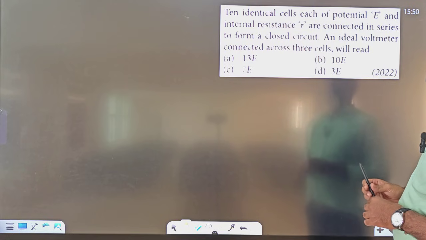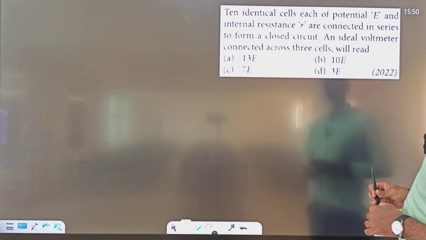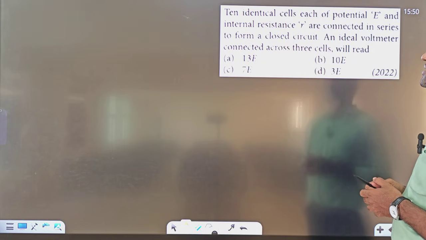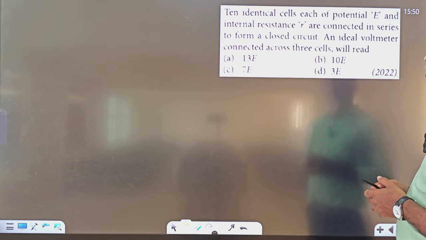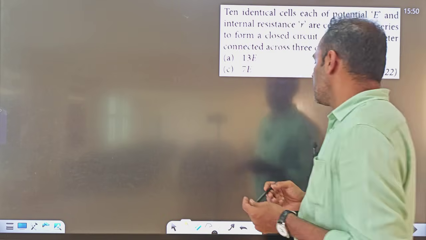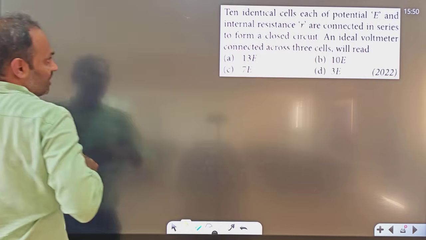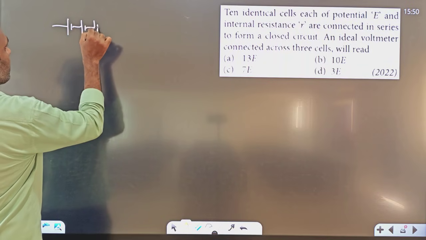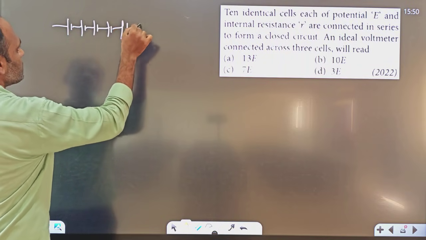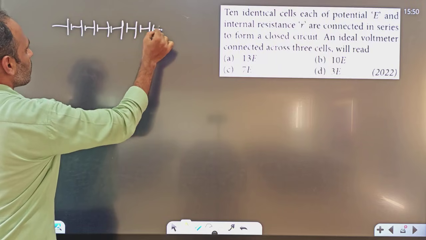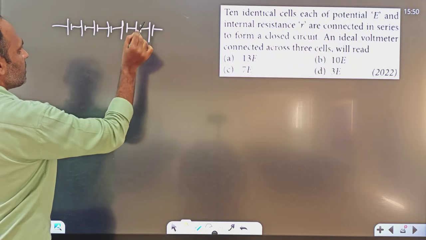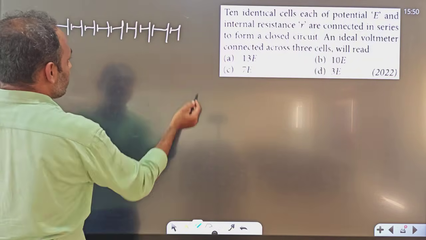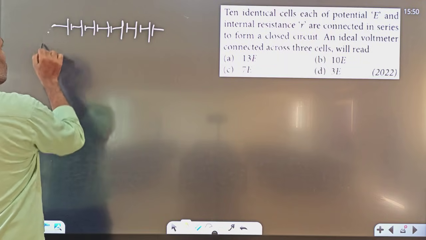2022. 10 identical cells, each of potential difference E and internal resistance R, are connected in series to form a closed circuit. An ideal voltmeter is connected across 3 cells. What will it read? 10 identical cells are there, like this. They are connected in series. They have connected them in series to form a closed loop: 1, 2, 3, 4, 5, 6, 7, 8, okay, totally 10 are there. So a closed loop has to be formed.